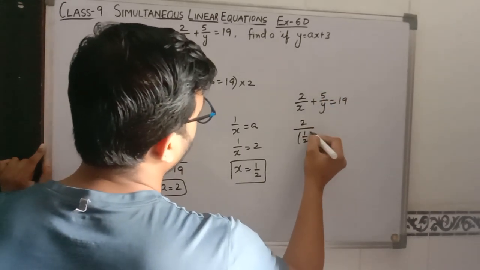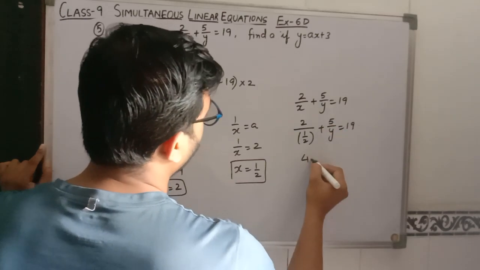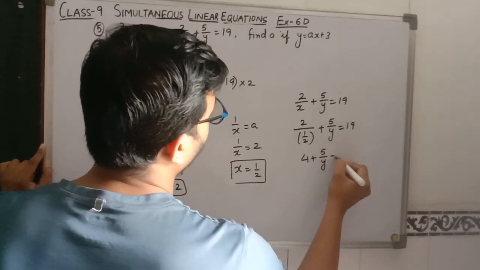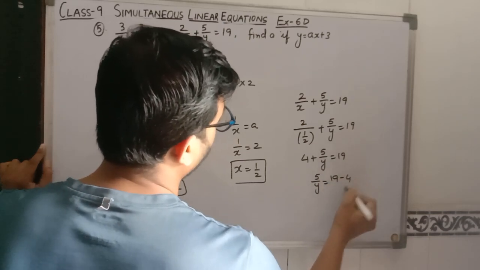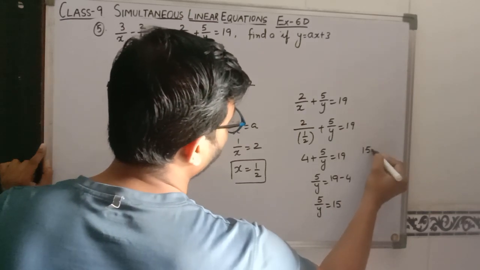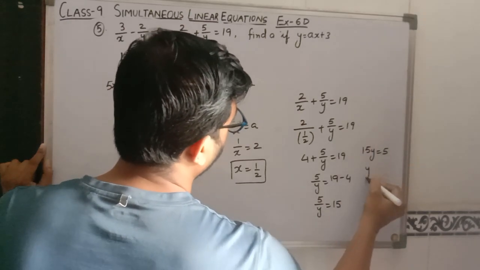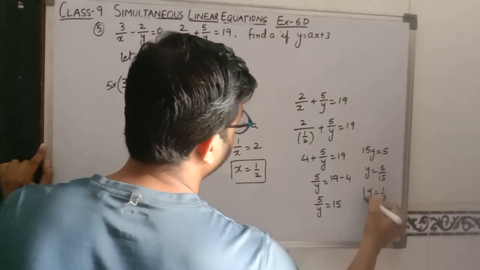So 2 upon 1 upon 2 plus 5 upon y is equal to 19. 4 plus 5 upon y is equal to 19. So 5 upon y is equal to 19 minus 4. So 5 upon y is equal to 15. We can write it as 15y is equal to 5. So y is equal to 5 by 15. The value of y is coming 1 by 3.